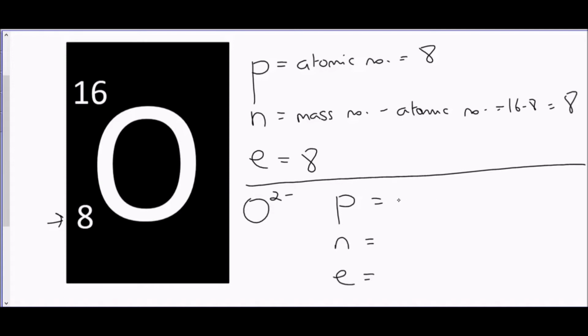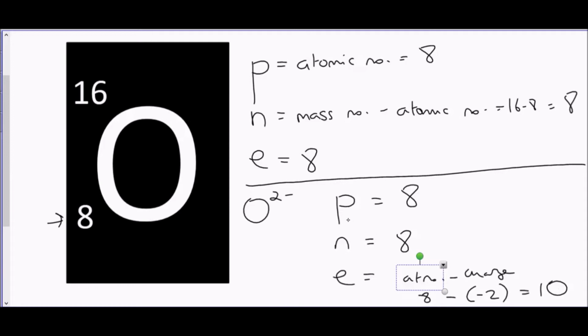So, protons, again, never changes, stays as 8. Neutrons, because we're not dealing with isotopes at this point, is still 8. And electrons, so this time we've got the atomic number, take the charge, so we've got 8 minus 2, which gives us 10. So your answer for the second part of this question should be 8, 8, 10.